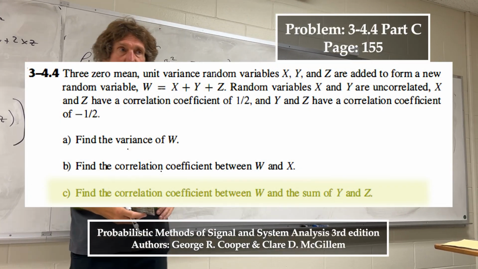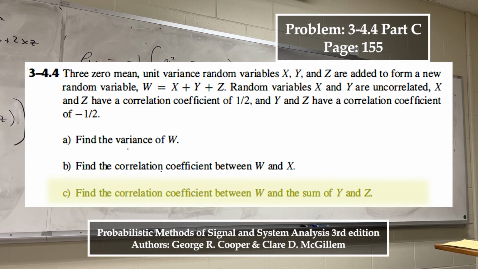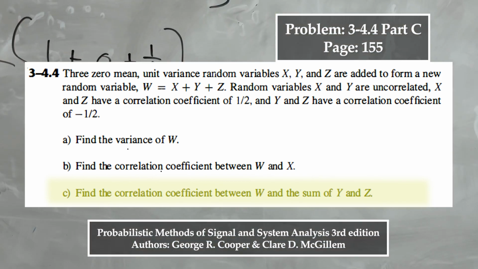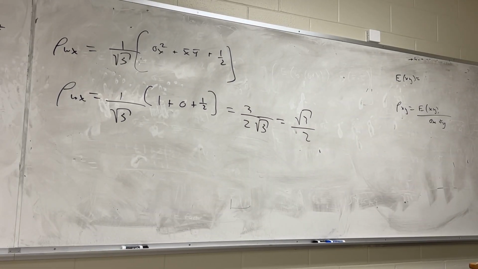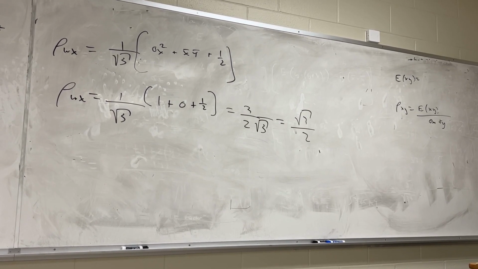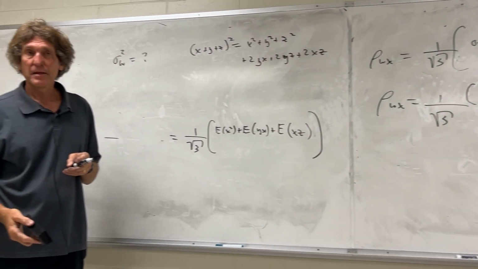The task is to find the correlation coefficient between W and the sum of Y and Z. All right, so I think you can guess what I'm about to do. Sam, is this the part you were bugged about? Just this whole thing, I don't really. Are you following? Yeah, the expected value of X.